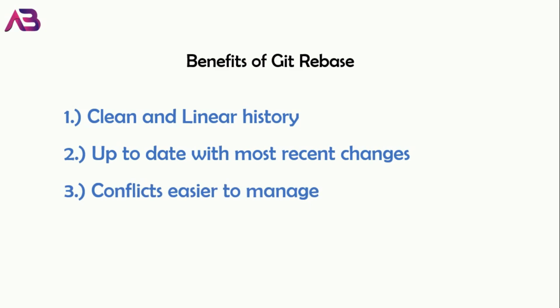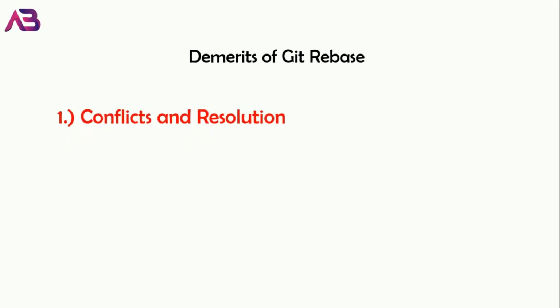Now, as every superhero has some kind of weakness, similarly Git Rebase has some demerits. So let's talk about a few demerits that developers should be aware of. Conflicts can happen during a rebase if changes in your branch conflict with changes in the base branch. Resolving these conflicts can be tricky and time consuming, especially if there are many commits involved.